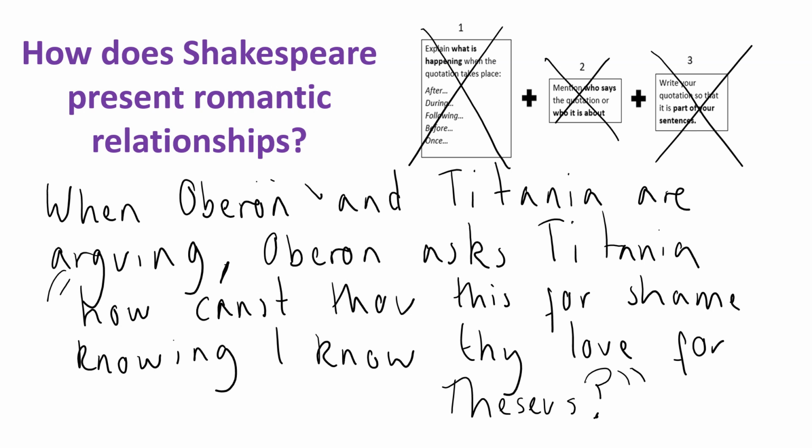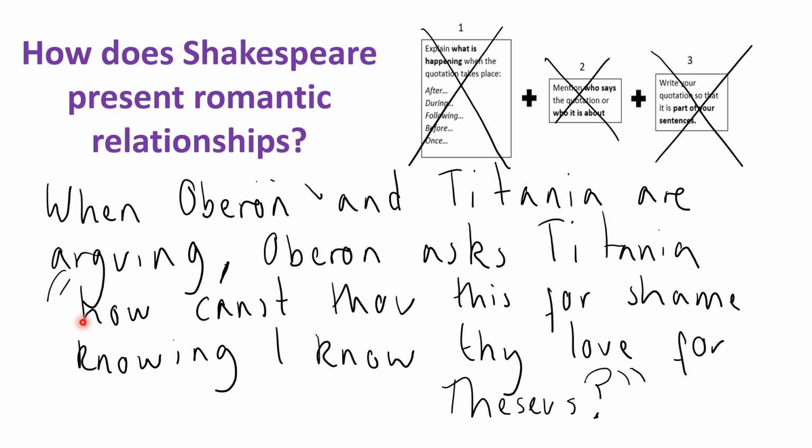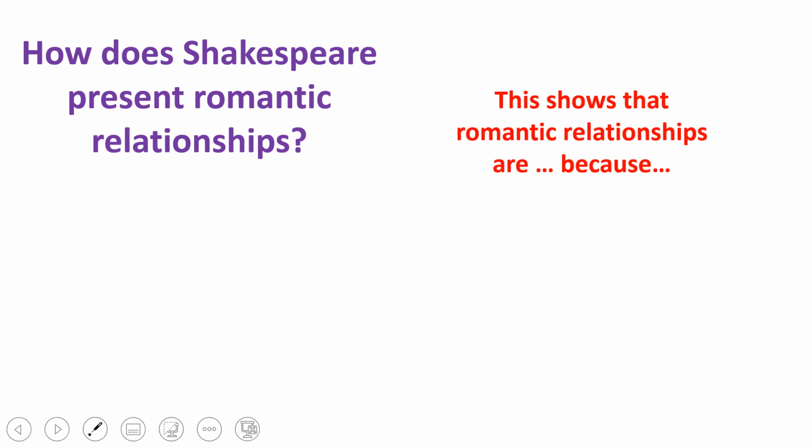So my paragraph so far reads as this. At the beginning of the play, Shakespeare presents romantic relationships as chaotic. When Oberon and Titania are arguing, Oberon asks Titania, "How canst thou this for shame, knowing I know thy love for Theseus?" So that is my quote complete. Now, my third and final step of my paragraph, think in your head, what is it? And you should have remembered that it is my explanation.